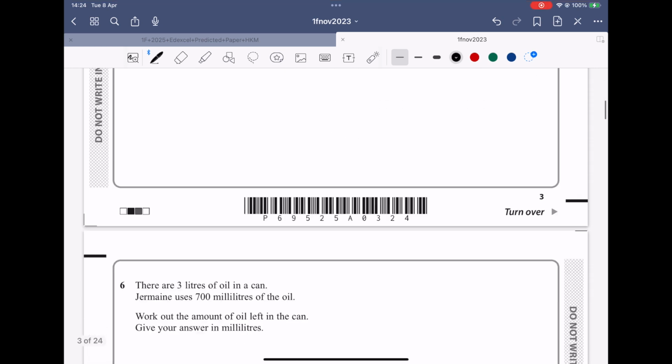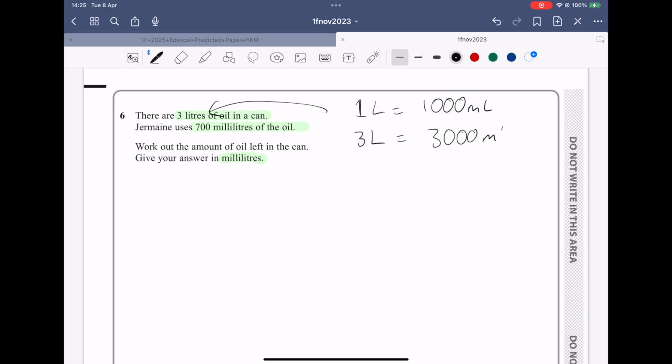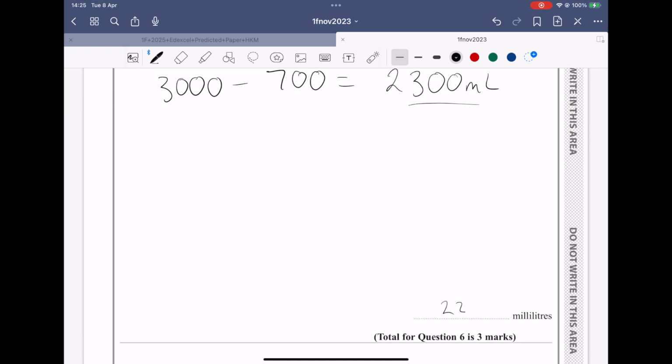Moving on. There are 3 litres of oil in a can, and Jermaine uses 700 millilitres of the can. How much is left in millilitres? Because it wants millilitres, the strategy is to convert litres to millilitres. In 1 litre, there are 1,000 millilitres, so in 3 litres, there are 3,000 millilitres. So we're doing 3,000 minus 700, which is 2,300 millilitres.